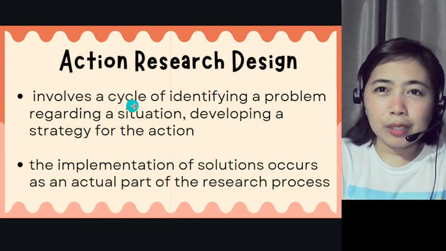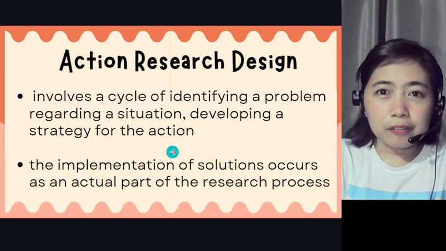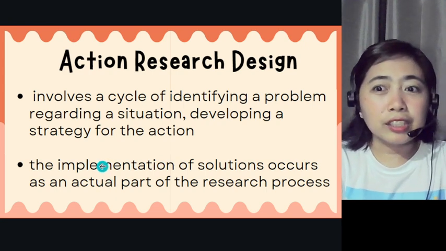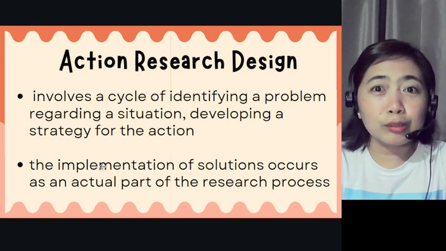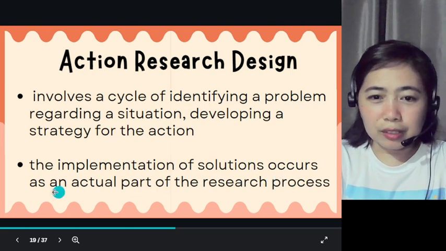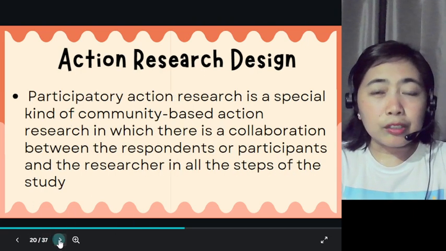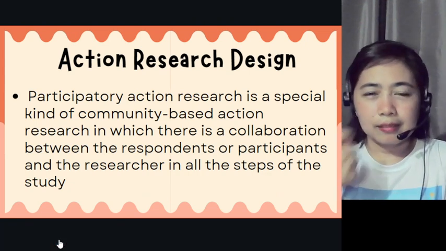Here it involves a cycle of identifying a problem regarding a situation and developing a strategy for the action. So what will be your strategy there? In action research design, if there is a problem, you have to look for an action, a resolution. The implementation of solutions occurs as an actual part of the research process. So it is done, and it gives results.